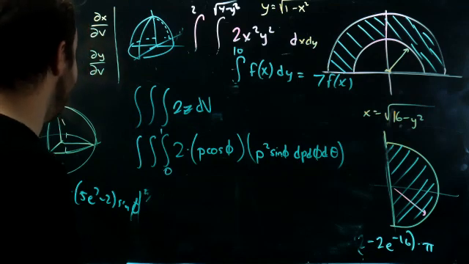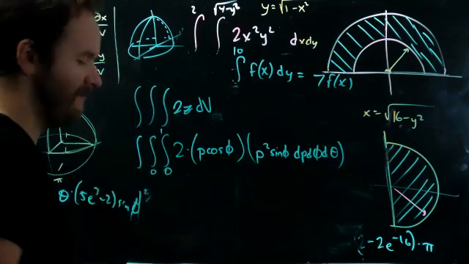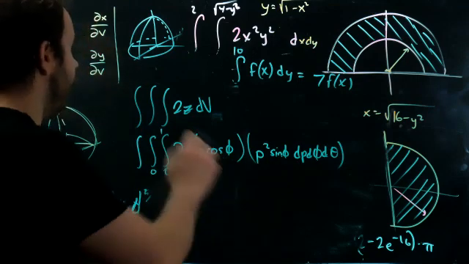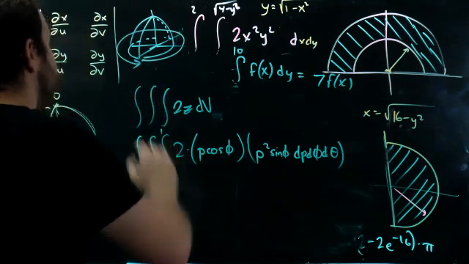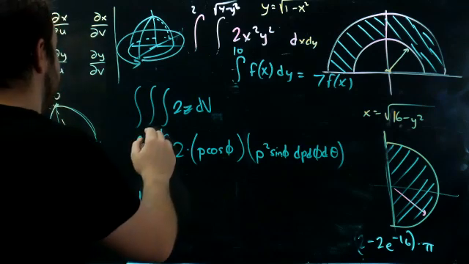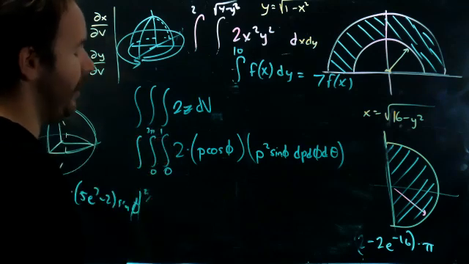0 to pi. No, I'm going to go all the way around. 0 to 2 pi. What are the bounds on phi?